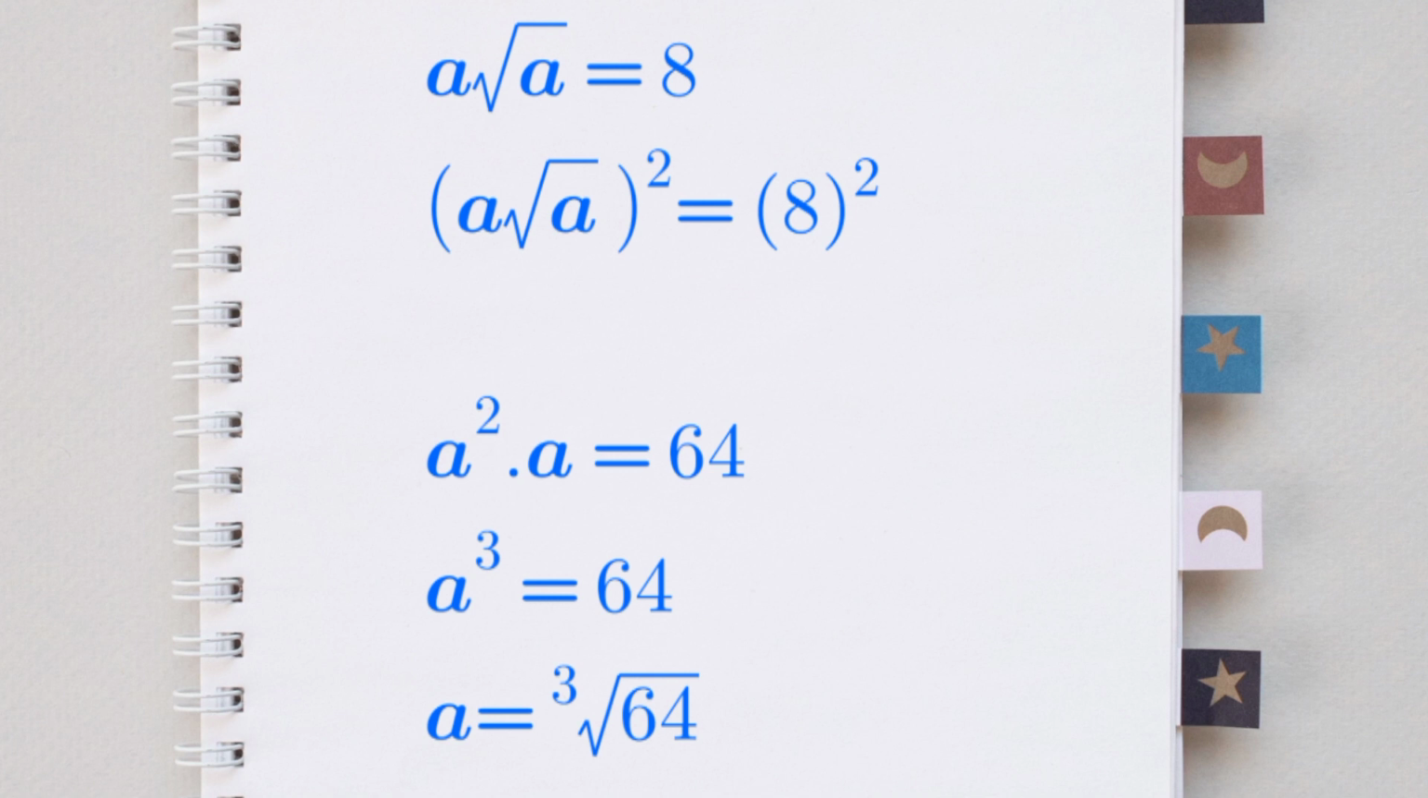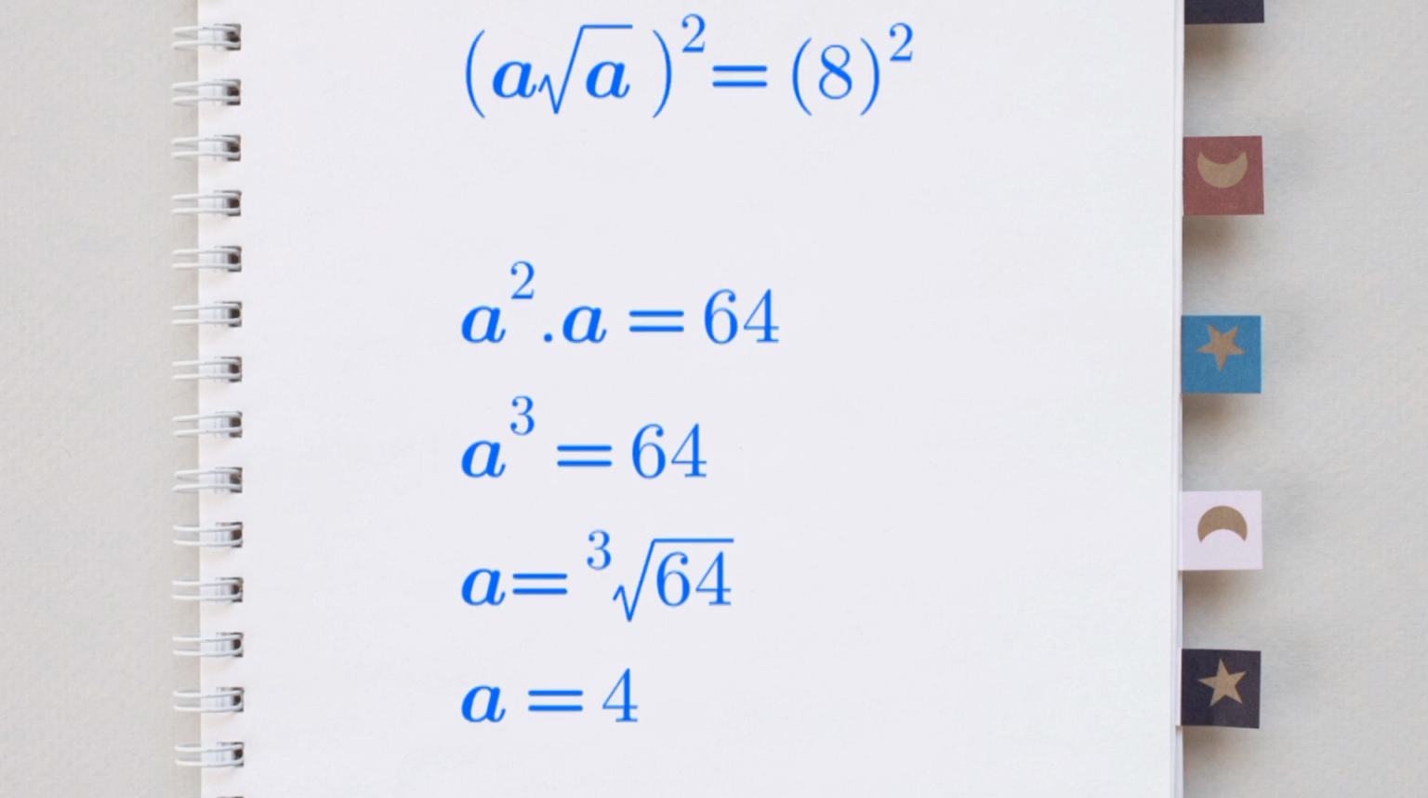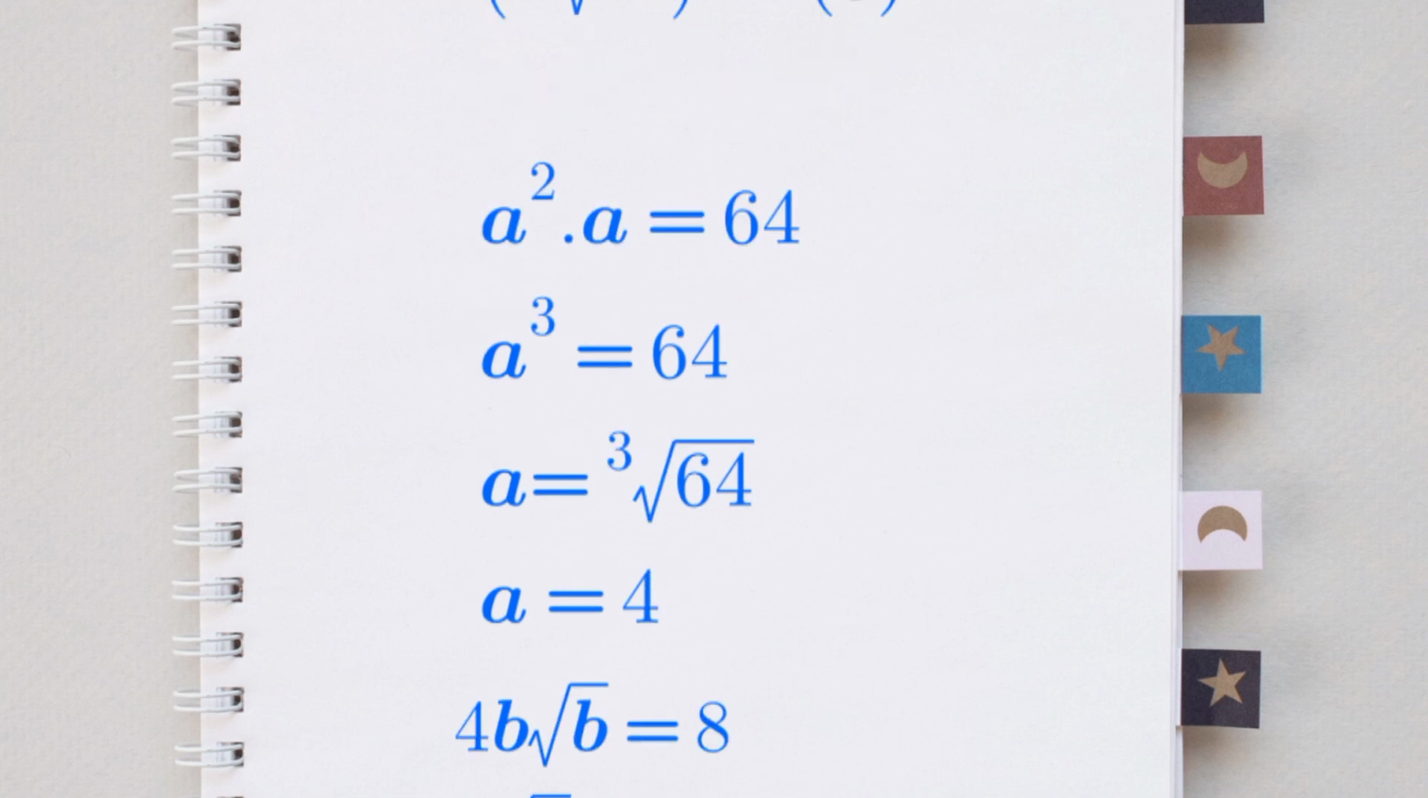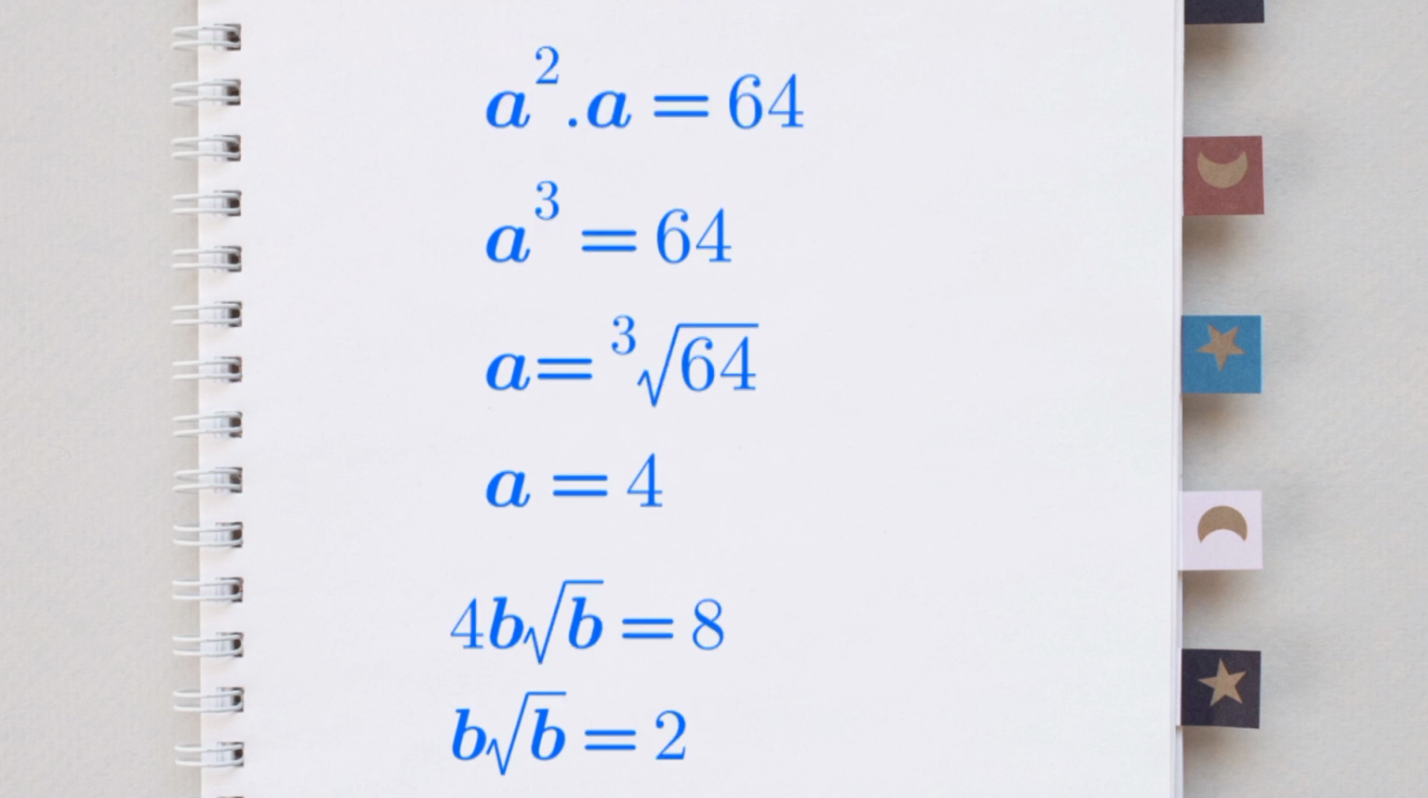Now on the second equation, because we are going to try solving for b, we have 4b√b = 8. Just as with the other one, we are going to divide through by 4. So this is going to give us b√b = 8 divided by 4, which is going to give us 2.